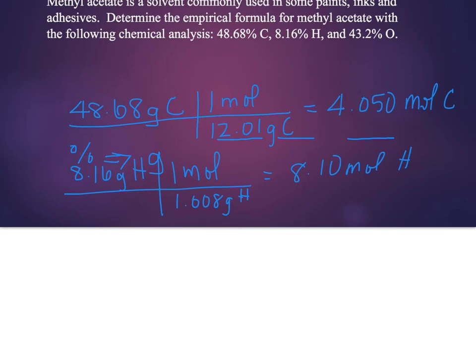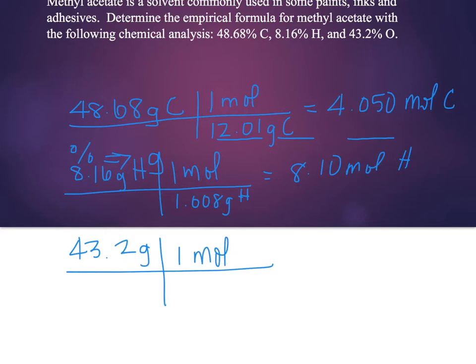Then I'm going to do the exact same thing with my oxygen. Oxygen is 43.2%, or in this case, 43.2 grams. I'm going to convert that by going 1 mole for every 16 grams, and this will give me 2.7 moles of oxygen.